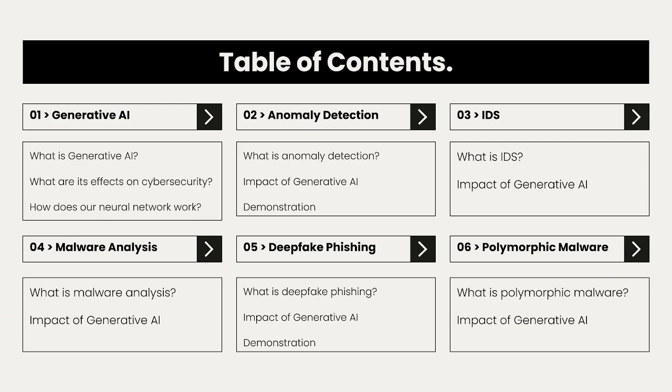Then we want to go over IDS. What is it? Its impact. Malware analysis. What is it? What is its impact? And then we have deepfake phishing. What is it? What is its impact? But we also have a demonstration with that, with its algorithms and how our model works with that. And then we have polymorphic malware. What is it and its impacts as well.